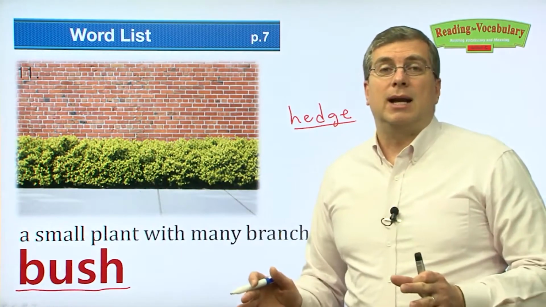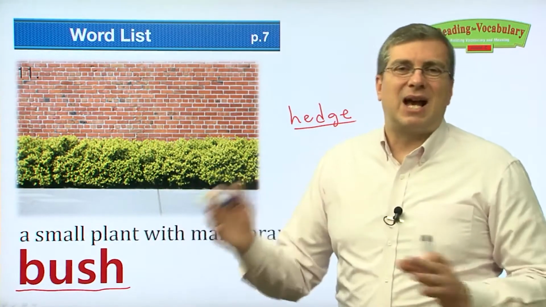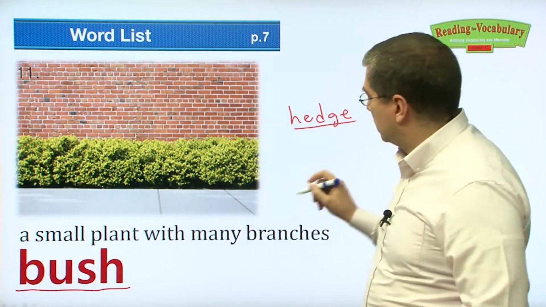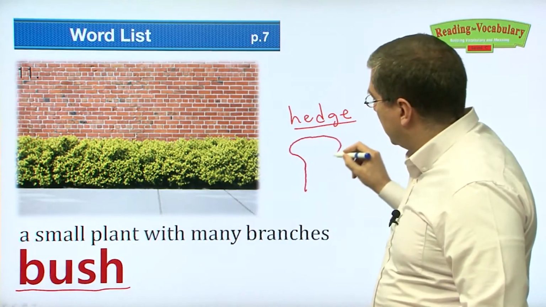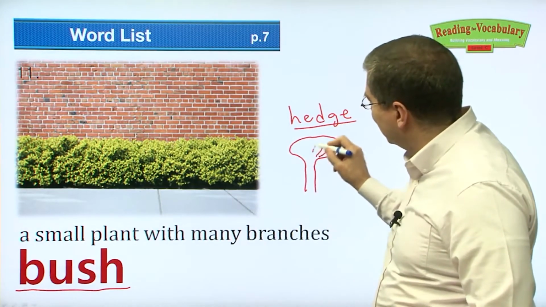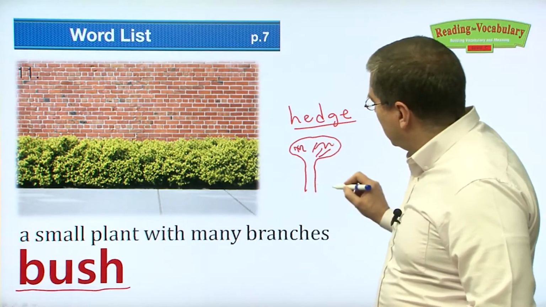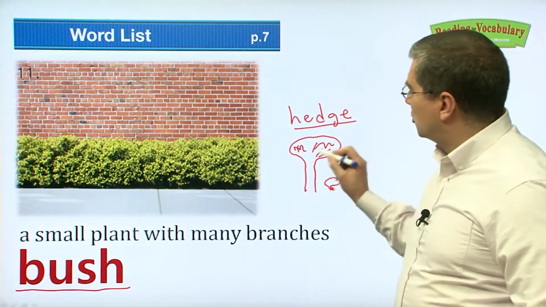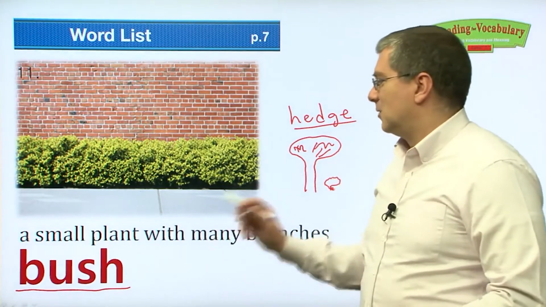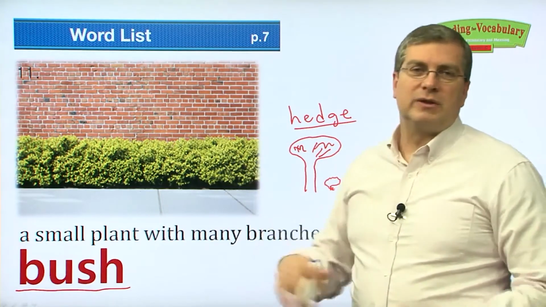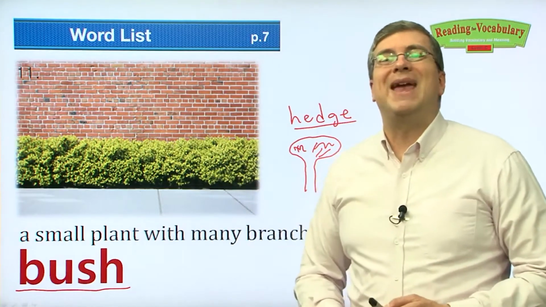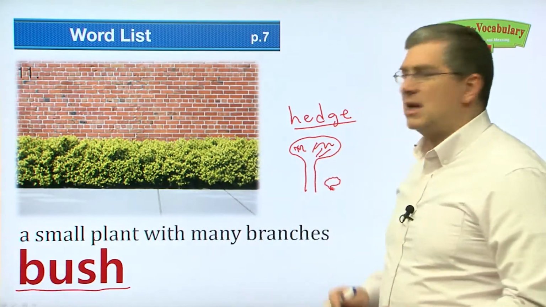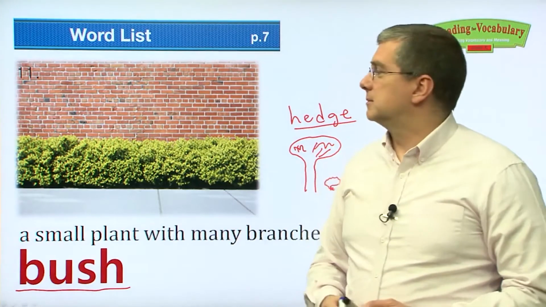Not a tree, right? We can say there are two main types of plants we can see easily. One is a tree. Of course, a tree grows very big. That's a tree. And then, of course, you have a little bush, right? So we talk about bushes and we talk about trees. Those are the two main types of plants. Of course, you have other types, but usually we see trees and bushes.